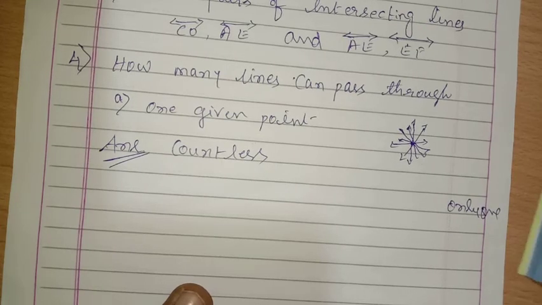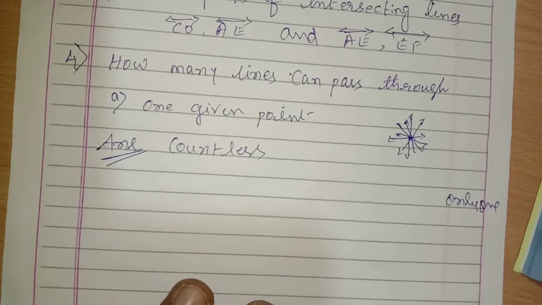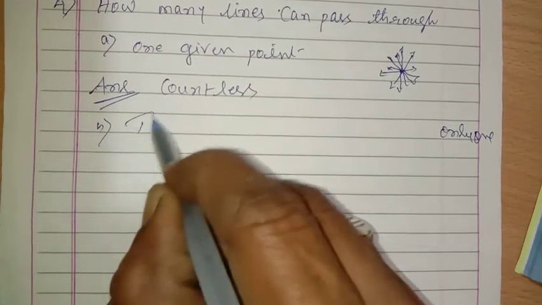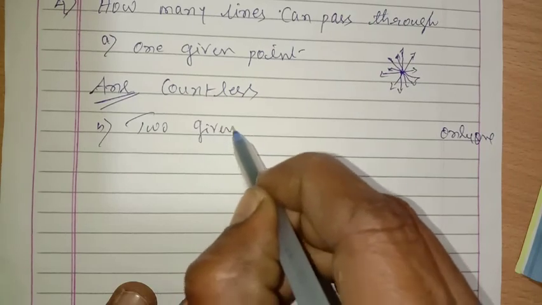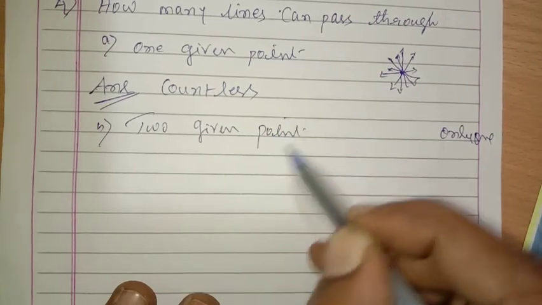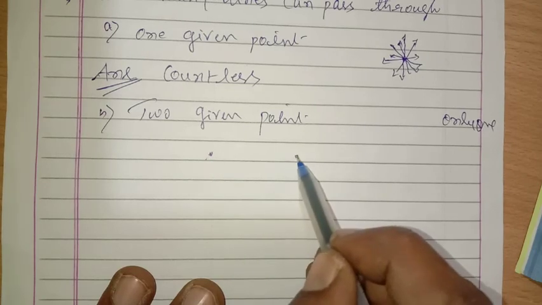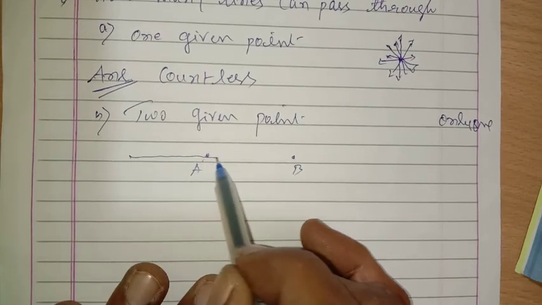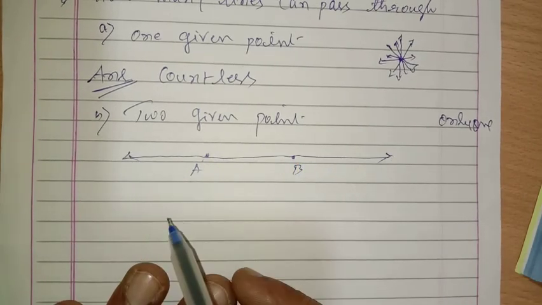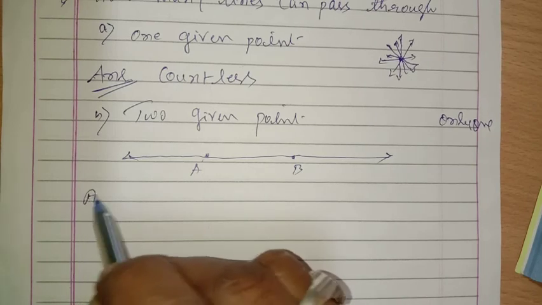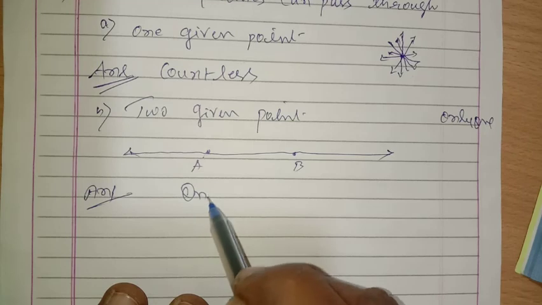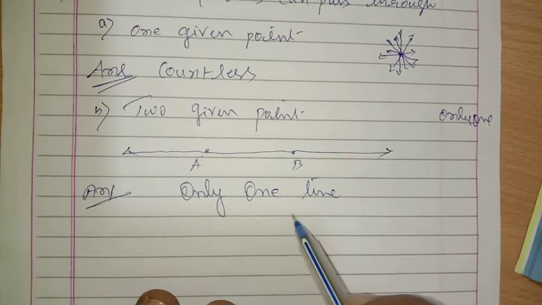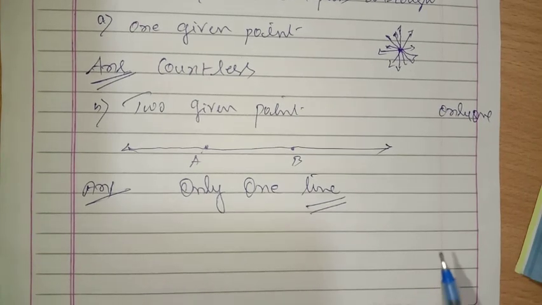Next, second question, in the same way. So two given points. So the two given points, say point A and then point B. So through these two distinct points, only one line passes. So the answer is, only one line passes through two distinct points. Do you understand? Yes, okay.